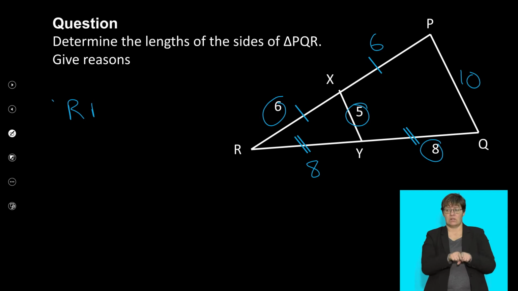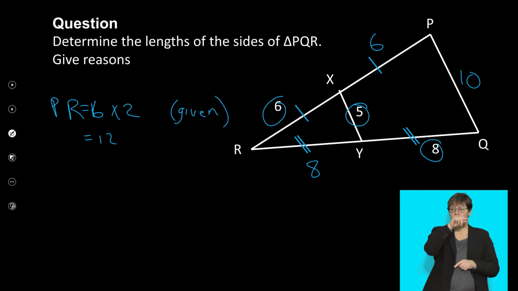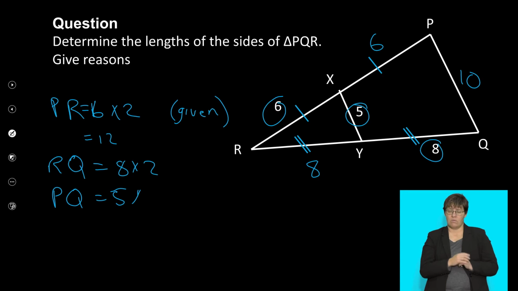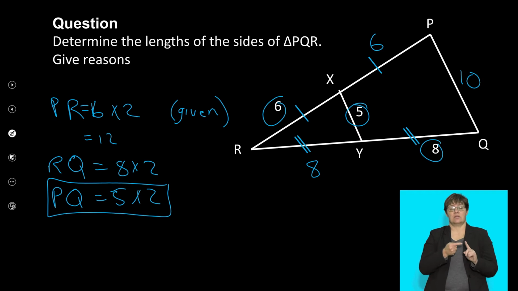PR is equal to 6 multiplied by 2. This is a given, and then you give me the value. And then similarly with RQ is equal to 8 times 2. And then lastly, PQ is equal to 5 times 2. All of them will be given. Only this one will you then say the reason is midpoint theorem. And that's how you then apply the midpoint theorem.